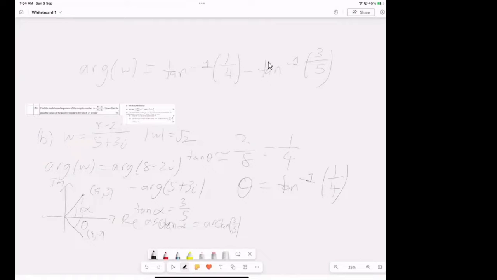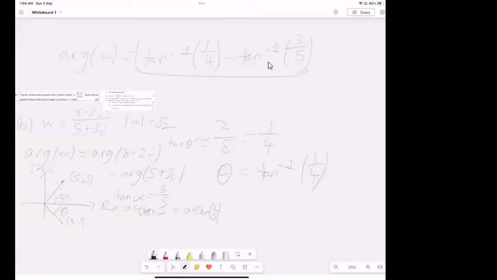Okay, so let me just do a quick check. So tangent inverse 1 over 4 minus tangent inverse 3 over 5, you don't get any nice number. So argument W is this. Just check that it's within minus pi and pi. It's about negative 16 degrees, which is between minus pi and pi.